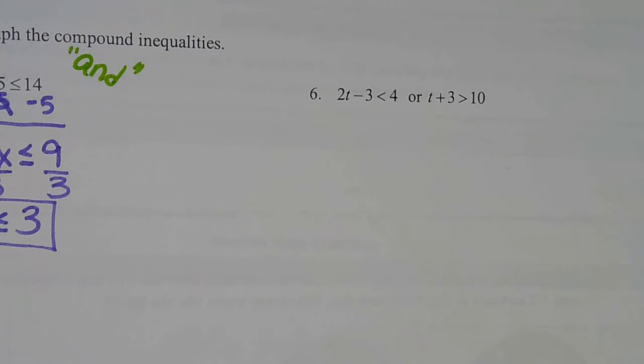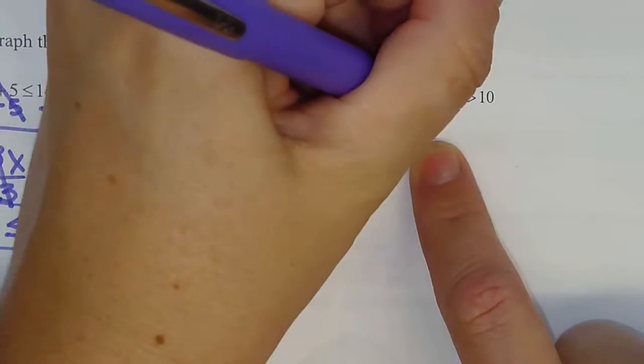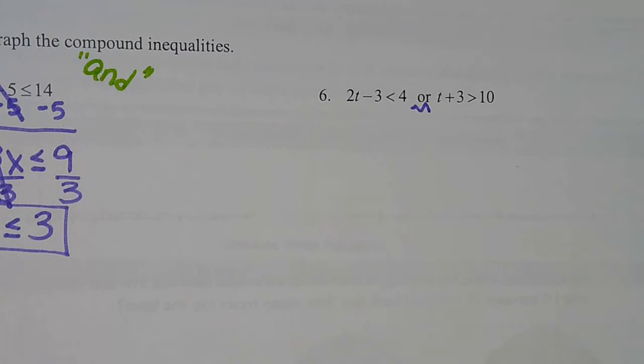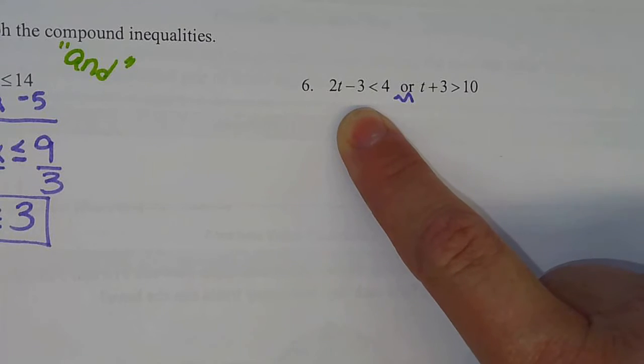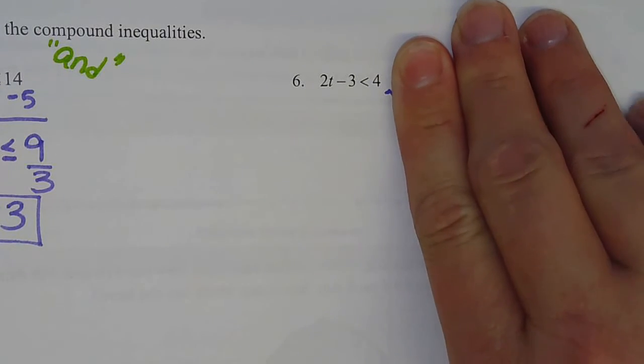So for number 6, they give you 2t minus 3 is less than 4, or t plus 3 is greater than 10. So you're going to have to solve both of these inequalities separately, and then you're going to graph them both on the same number line. For the first one, I'm only going to focus on 2t minus 3 is less than 4.